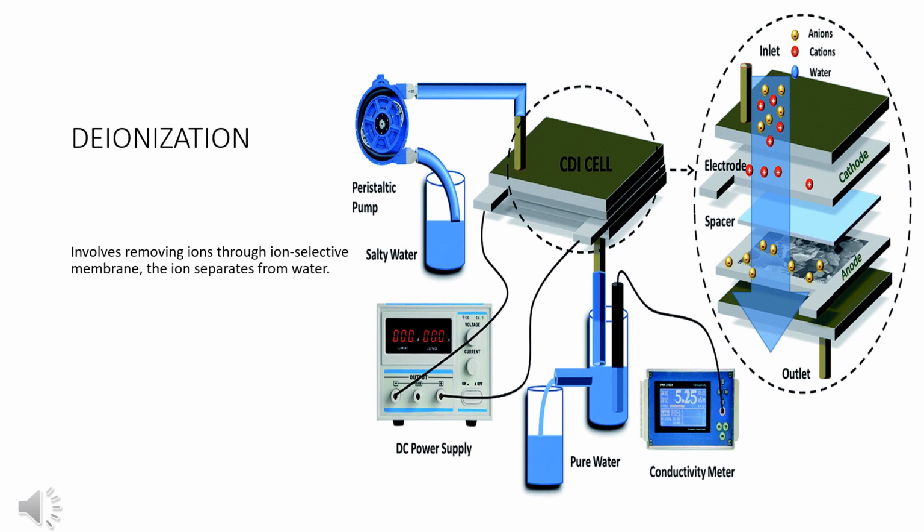Deionization. Through deionization, we get deionized water. In the process of deionization, water is passed through a positive and a negative electrode. There is an ion selective membrane here that will allow ions to pass through, separating the ions from water. The end result is deionized water, which has high purity. But the water has to pass through reverse osmosis first in order to remove non-ionic contaminants.